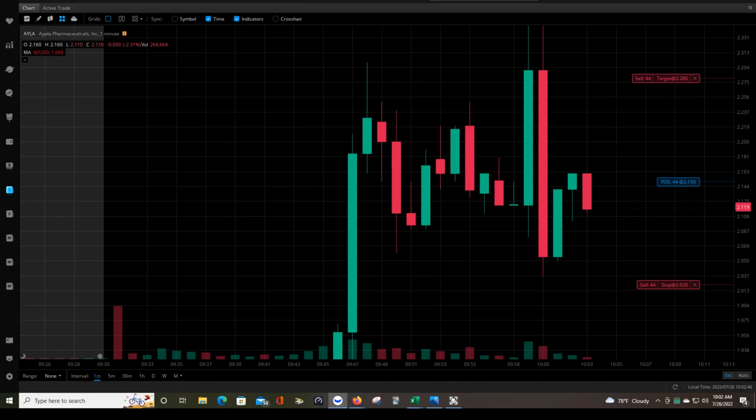So anyway, here I'm doing a test trade for you, risking about $5 on this trade, which it looks like I'm going to lose, just to show you how the execution works.